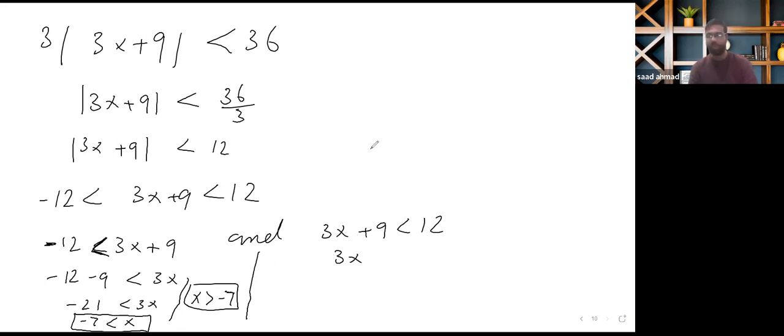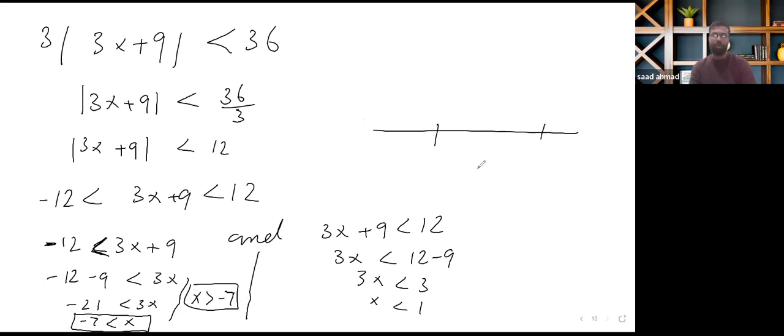So we subtract the 9, right? So we get 3x less than 3, so x less than 1. Now we get two answers for this absolute value inequality, and let's try to draw. Let's say this is the point -7, and this is the point 1. There is no equal to sign, so we use round open circles, no filled circle there.